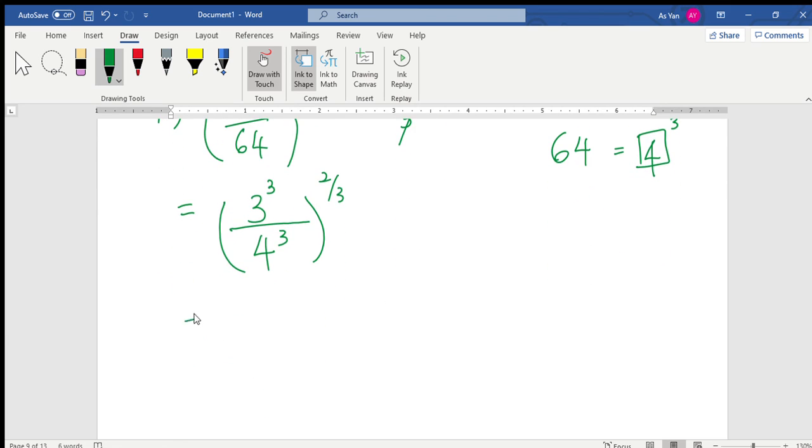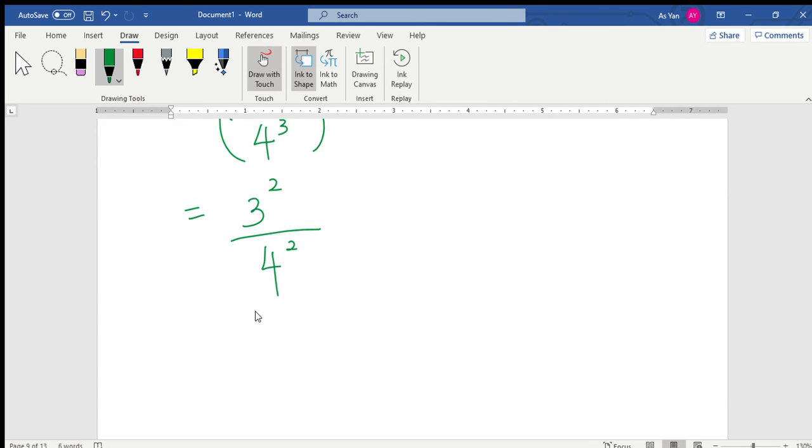So 3 times 2 over 3, when we cut off, what is left is 3 square. And then 4 to the power of 3 times 2 over 3, what is left is 4 to the power of 2. So 3 square equals 9, 4 square equals 16. So 9 over 16.